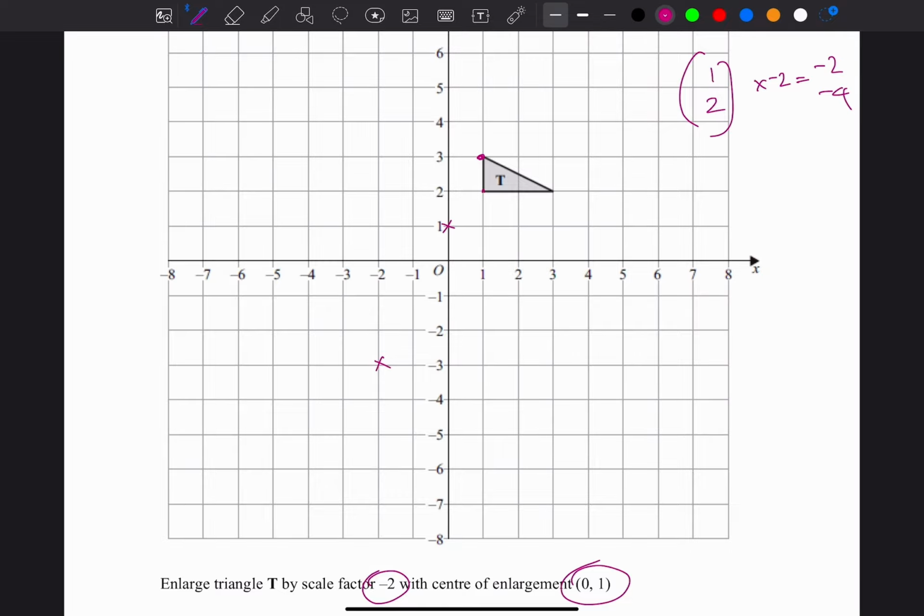What about this point? That's 1 right, 1 up. Times by -2. So if you times it by -2, that's -2, -2, which will make it 2 left, 2 down.